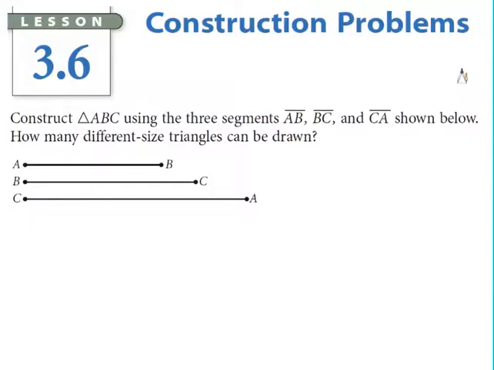Now what we're going to get into is section 3.6. Now these are construction problems. Guaranteed you're going to have 2 of these on your assessment at the end of the chapter. Okay, now this is where things get interesting. So let's go ahead and look at this. It says construct triangle ABC using the 3 segments AB, BC, and CA shown below. Okay, how many different sized triangles can be drawn?